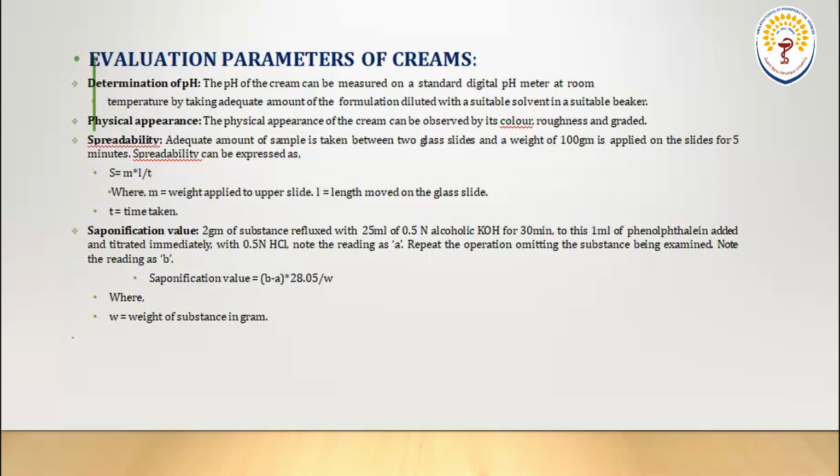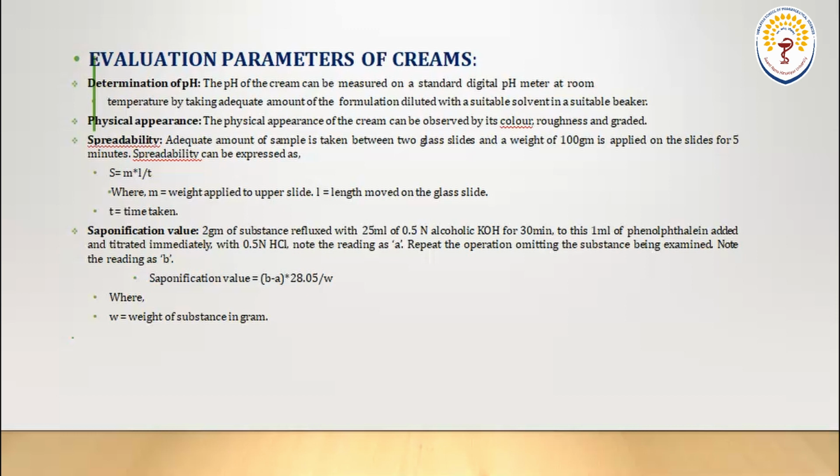Spreading. An adequate amount of sample is taken between two glass slides and a weight of 100 gram is applied on the slide for 5 minutes. Now we check how much amount of cream is spread. There is a formula: S equals m times L upon T, where m is the weight applied to the upper slide, L is the length moved on the glass slide and T is the time taken.